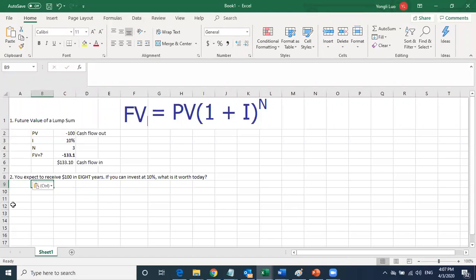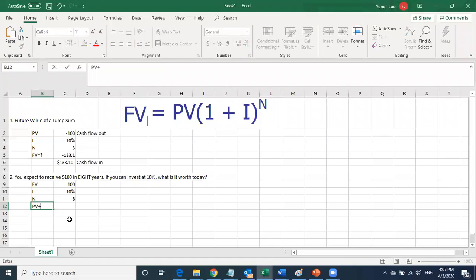What is it worth today? Okay, so the future value you have, you receive $100, right? Interest rate, 10%. And you have how many years? 8 years, right? 8 years. And then you have, okay, now you solve for the present value.